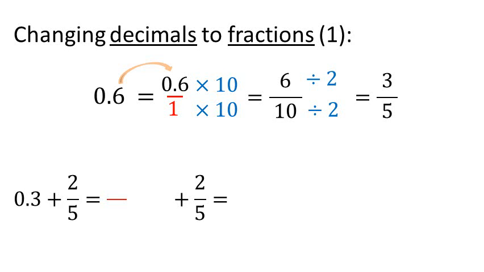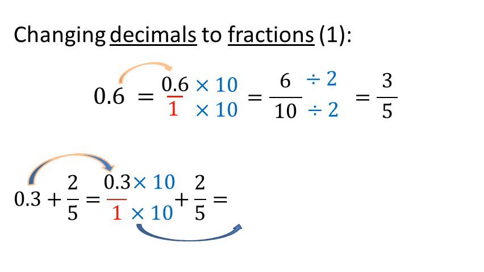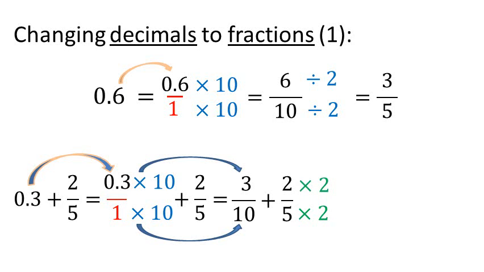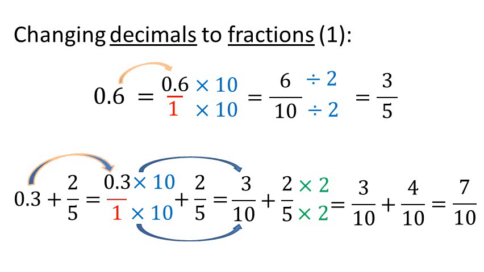0.3 can be changed to 0.3 over 1. We can multiply 10 to both the numerator 0.3 and the denominator 1 to get 3 over 10. Since the lowest common multiple of 10 and 5 is 10, we multiply 2 to the denominator 5 and the numerator 2, and we have 3 over 10 plus 4 over 10. Then 3 plus 4 is 7, so the final answer is 7 over 10.